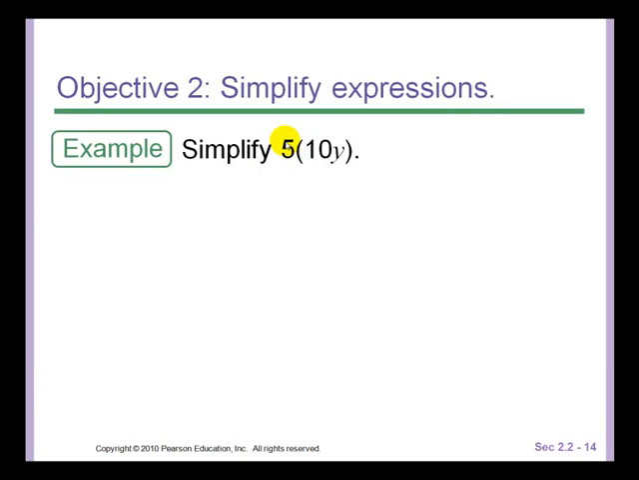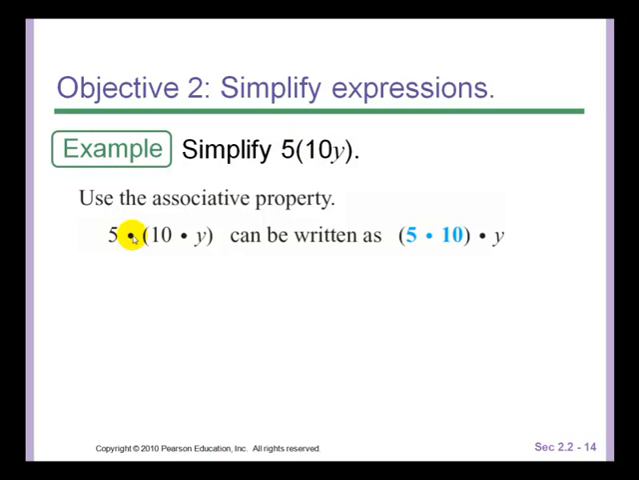Now we will simplify 5(10y). Remember that there are several multiplications we simply don't write in. There's a multiplication outside the parenthesis, and there's a multiplication between the 10 and the y. The associative property tells us that when we're multiplying, it does not matter which ones we do first.